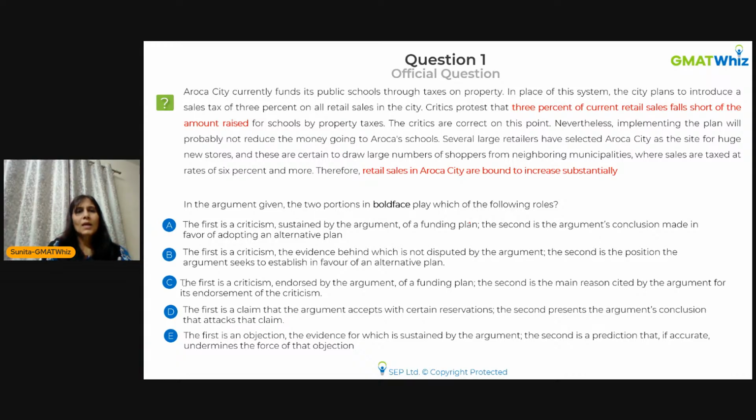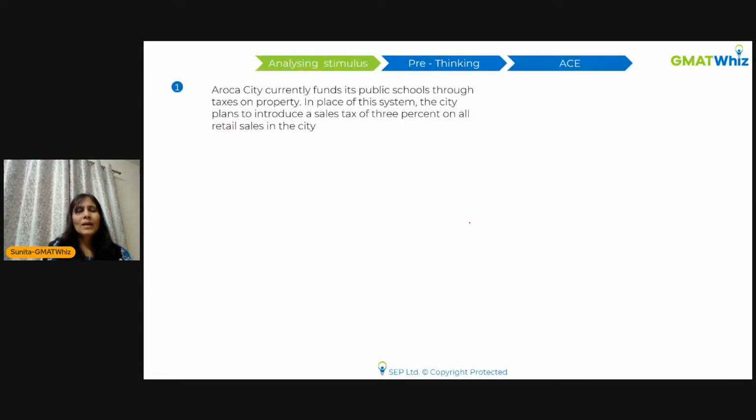All right, here goes. Now, when I read this sentence, this is the first statement. Aroka City currently funds, so we have simple present tense, its public schools through taxes on property. We are talking about something that's happening now, so that's a fact.